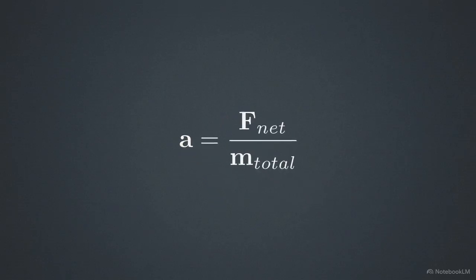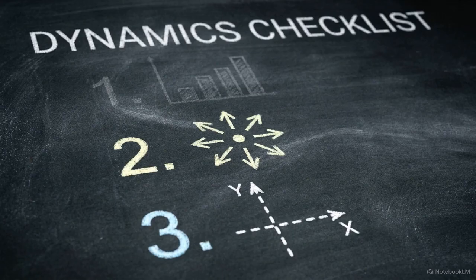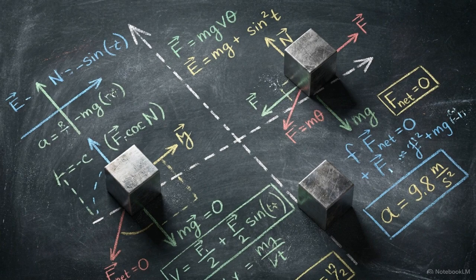The total acceleration of the entire system is simply the net external force divided by the total mass. Every dynamics problem you face will follow this exact checklist. First, isolate the object. Second, draw the external forces. Third, choose a smart coordinate system. Fourth, break your vectors into components. And finally, write out Newton's second law and solve. By methodically isolating objects and trusting Newton's laws, any complex physical system can be mathematically decoded and solved.